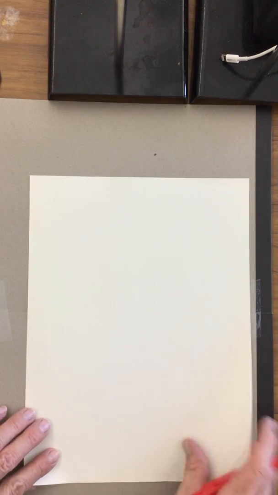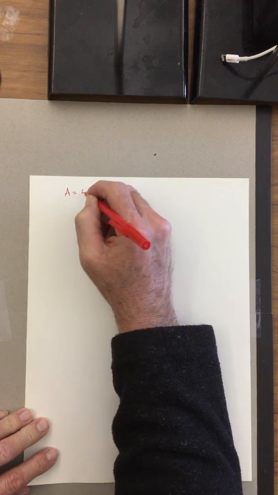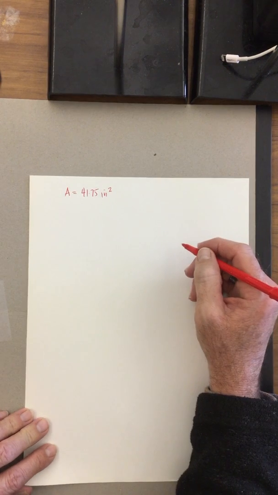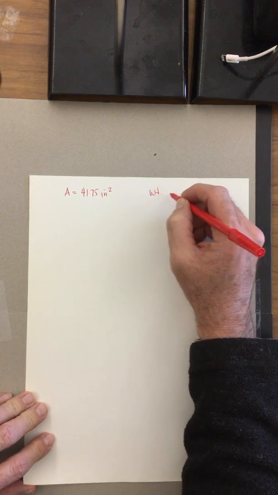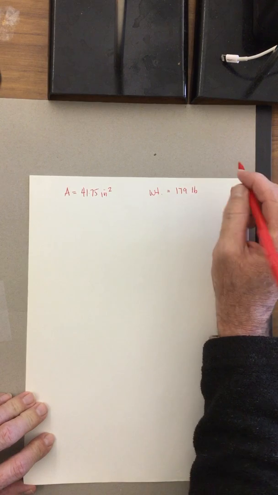If you could turn your sheets over. And my area is equal to 41.75 square inches. Now we need your weight. My weight is equal to 179 pounds.